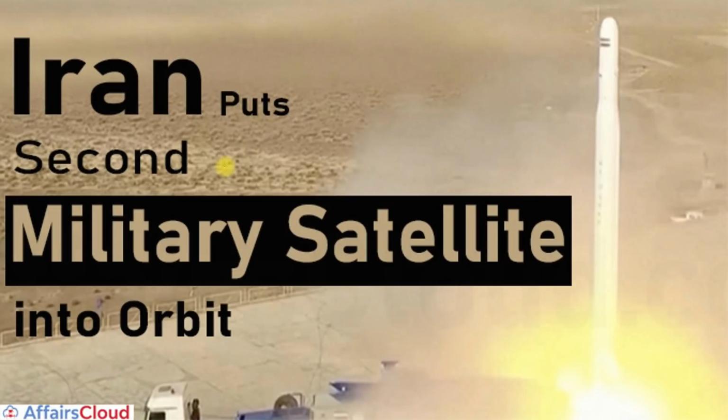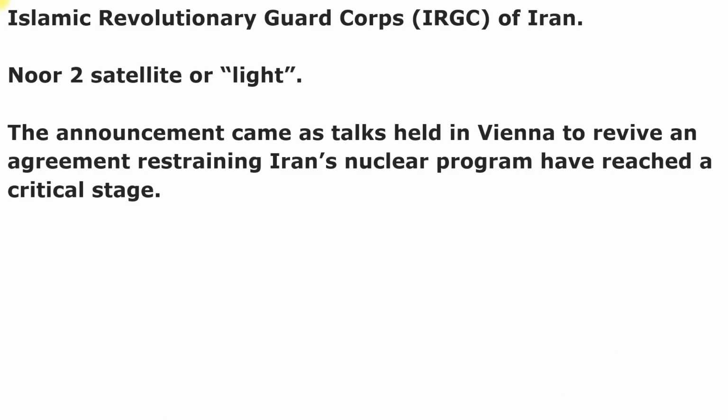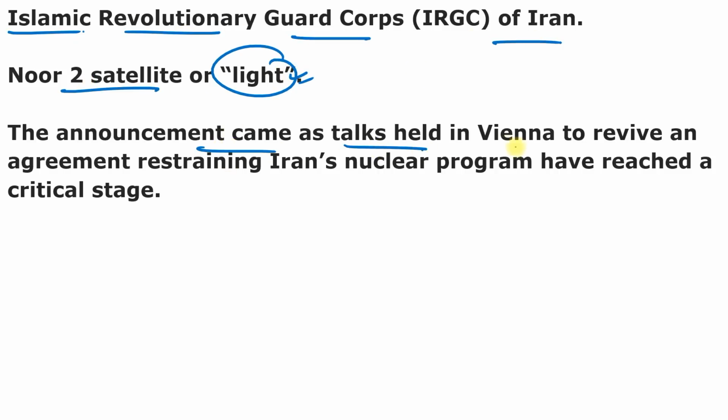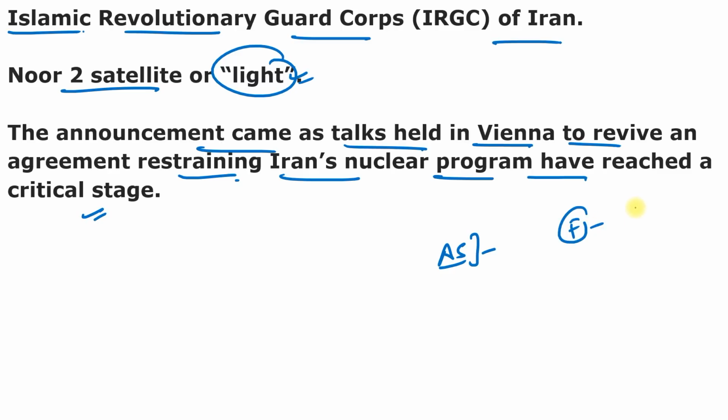So you can see here Iran put second military satellite into the orbit and this is launched by the Islamic Revolutionary Guard Corps of Iran, the Nu-2 satellite. It also means light in Persian, and the announcement came as talks held in Vienna to revive an agreement restraining Iran's nuclear program have reached a critical stage. And remember, a military satellite is an artificial satellite used for intelligence gathering, navigation and military communication. And the first military satellite was launched by the Islamic Republic in April 2020.